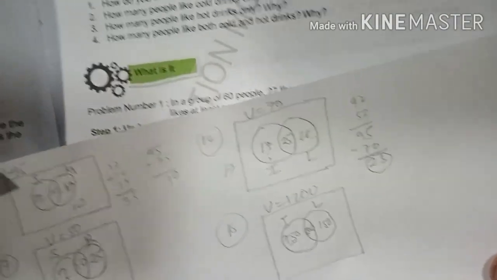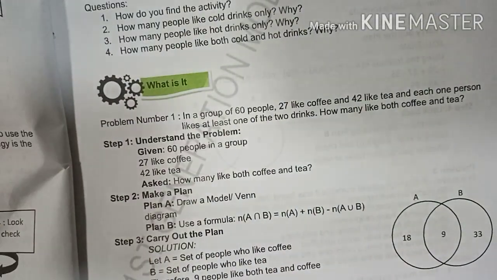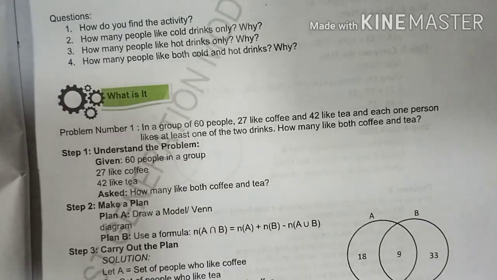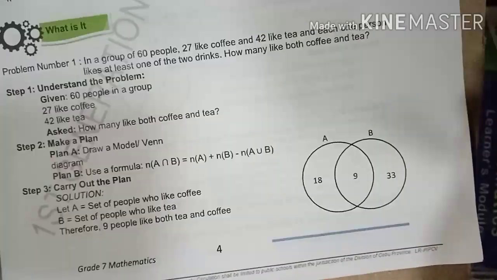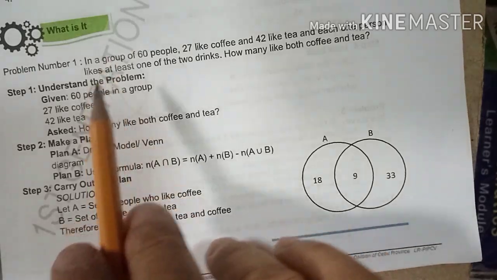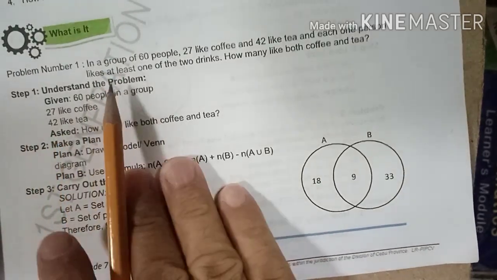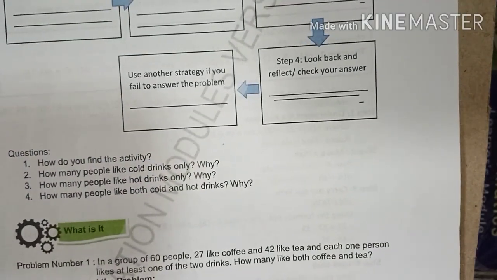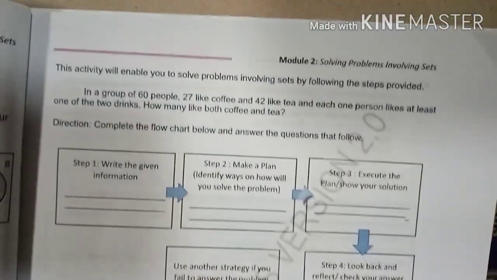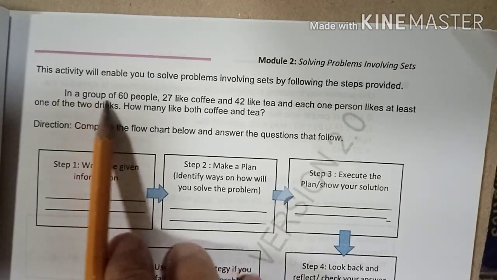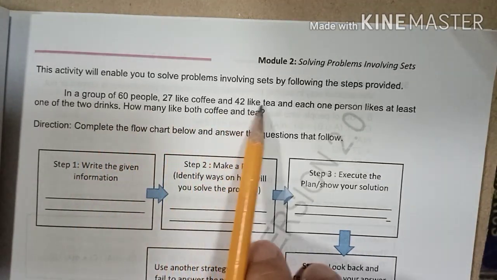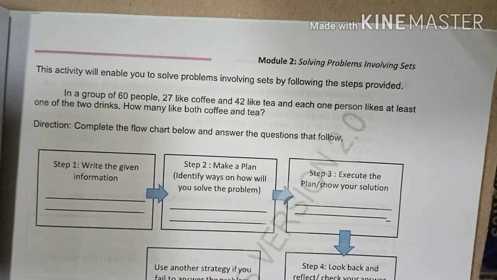There is already an answer for this problem number 1. Here are the steps in solving problems. So this is the problem given. In a group of 60 people, 27 like coffee and 42 like tea, and each one person likes at least one of the 2 drinks. How many like both coffee and tea?